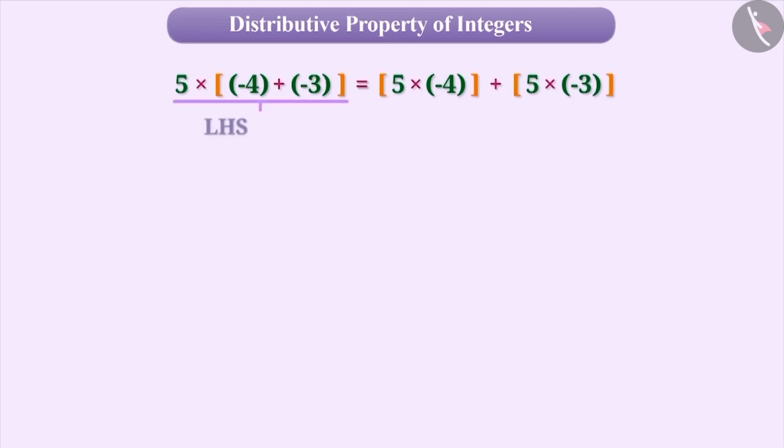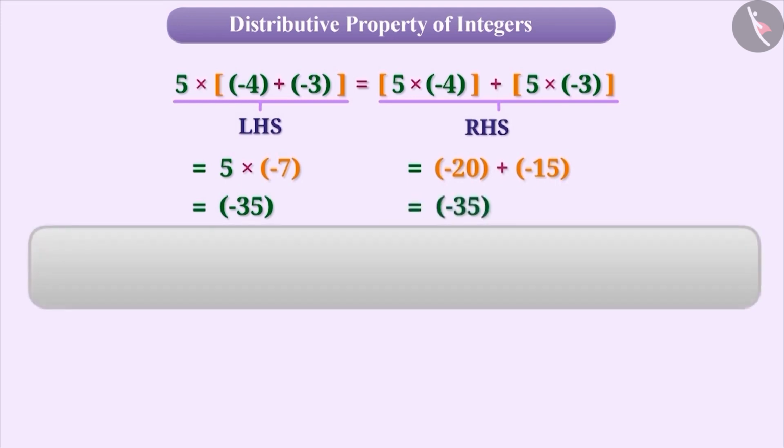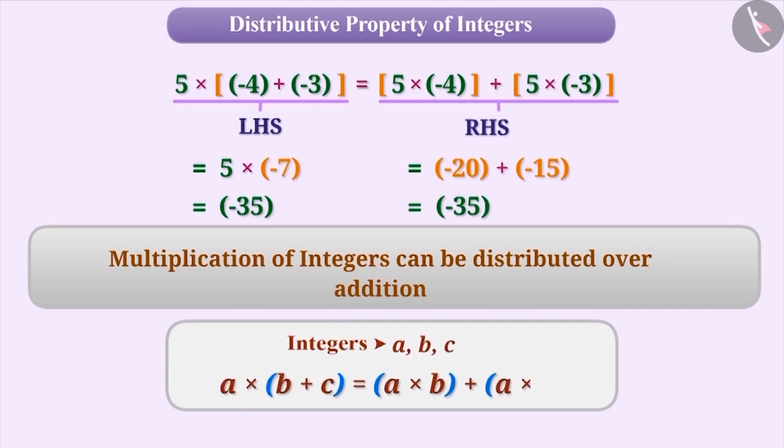If we solve the LHS, the result will be minus 35. Similarly, if we find the value of the RHS, this will also be minus 35. So we can say that multiplication can be distributed over addition. Broadly, for any 3 integers a, b, c, a multiplied by (b plus c) is equal to a multiplied by b plus a multiplied by c.